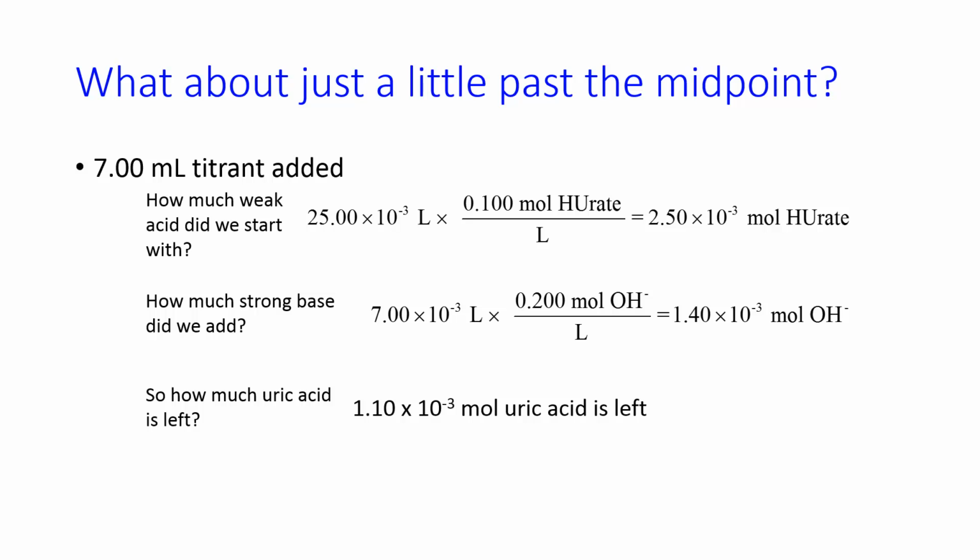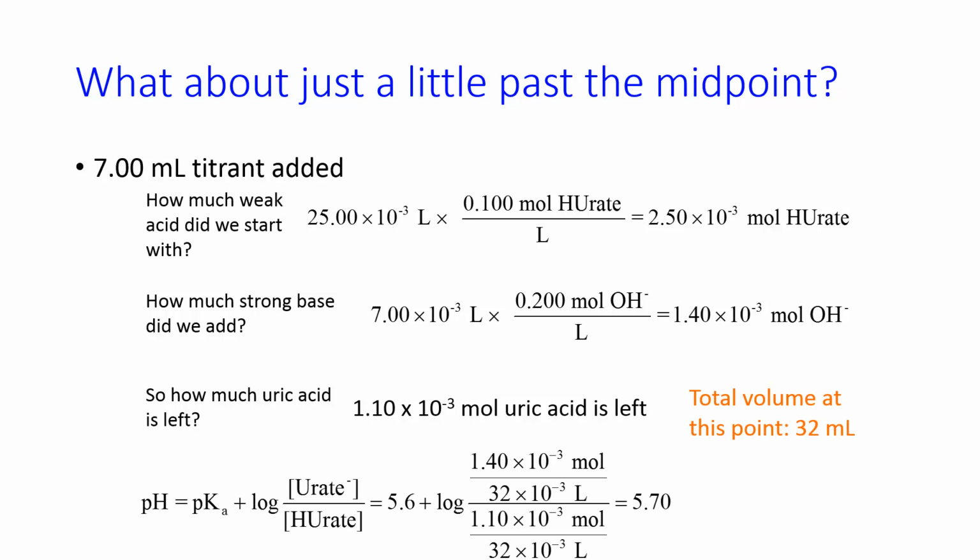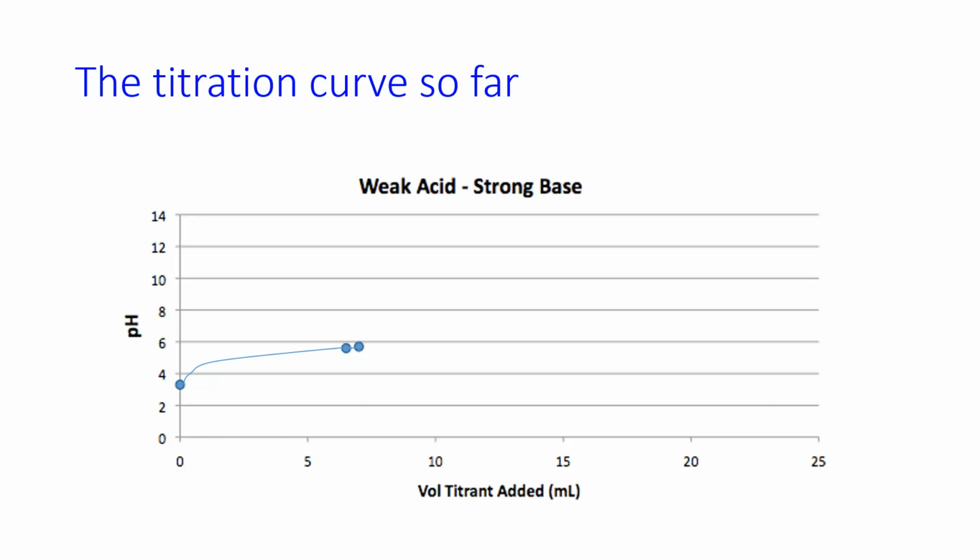Now if we go a little past the midpoint, we can do the same thinking as before to figure out how much uric acid is left. We still have a buffer because we still have a weak acid in solution with its conjugate base, but now this ratio in the log term is not exactly 1, it's a little different. And so the pH is going to equal 5.7 instead of 5.6. This is still in the buffering region, but it's not the midpoint. So we have another point that's just a little higher.